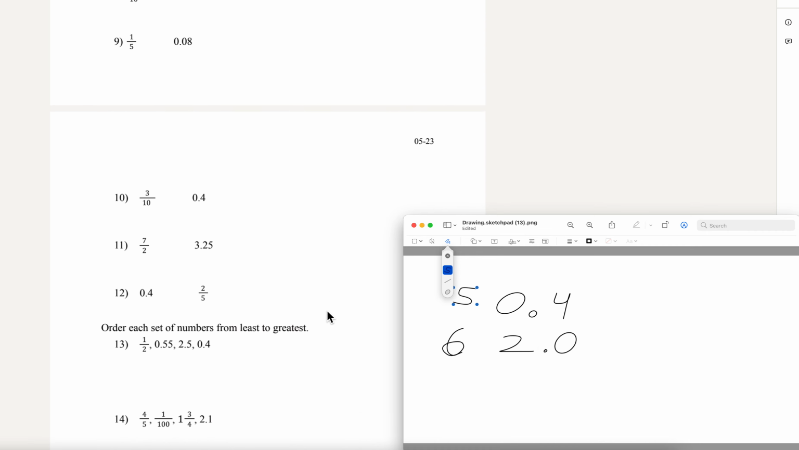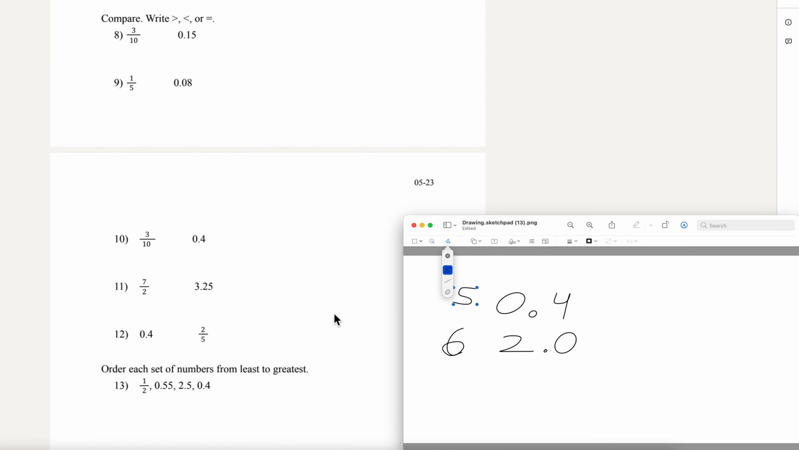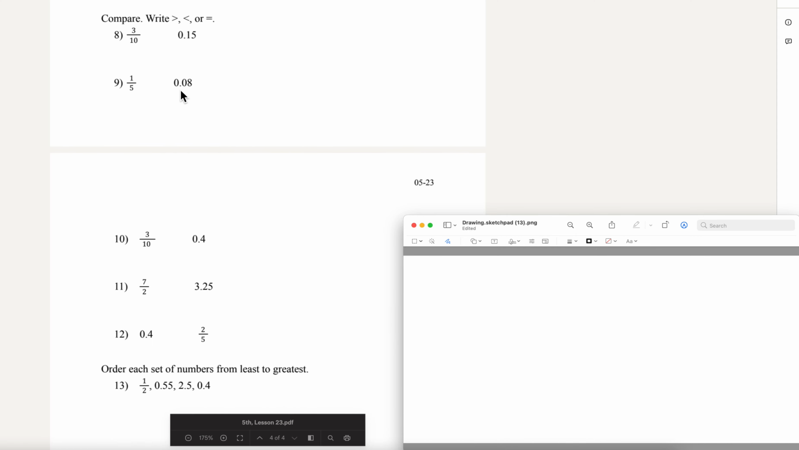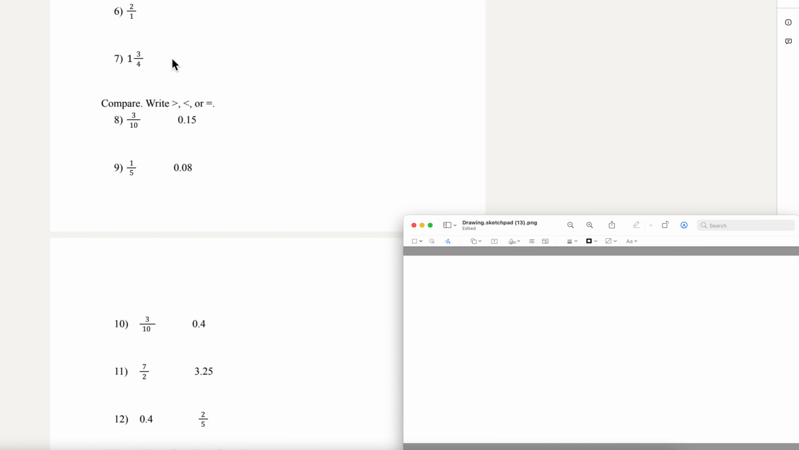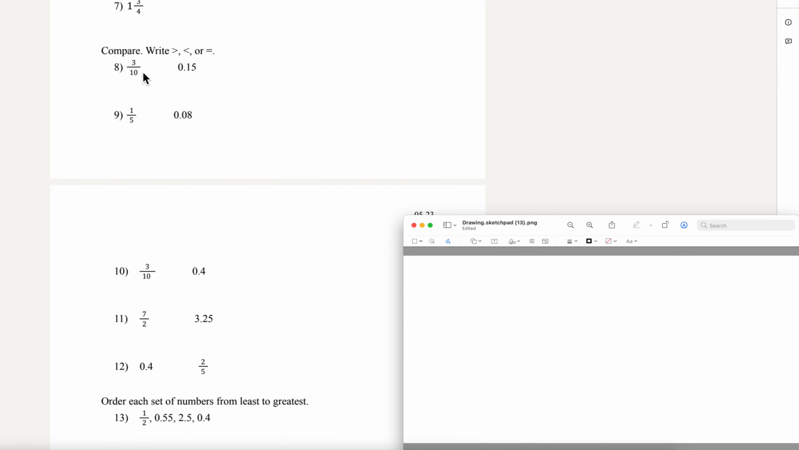Compare. Write less than, greater than, or equal to. So since we know how to convert mixed numbers into fractions, we could just turn this fraction into a decimal, or do vice versa with 0.15. I'm just gonna do both ways.